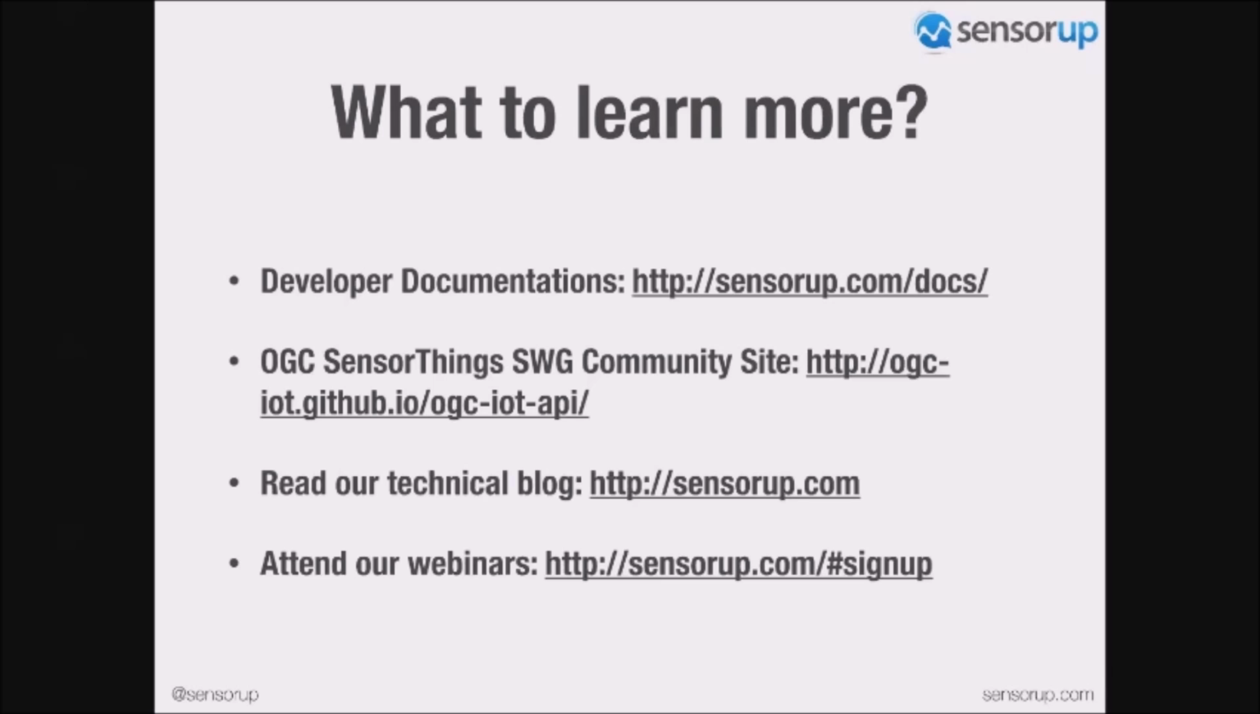We also have a community site, the OGC SensorThings standard working group community site. You can find updates and activity about SensorThings over there. The other good resource is our technical blog. We write and publish about best practices, some problems, and some new innovations about SensorThings. For example, I just wrote a blog about Amazon AWS IoT and SensorThings. Actually, these two technologies complement each other very nicely.